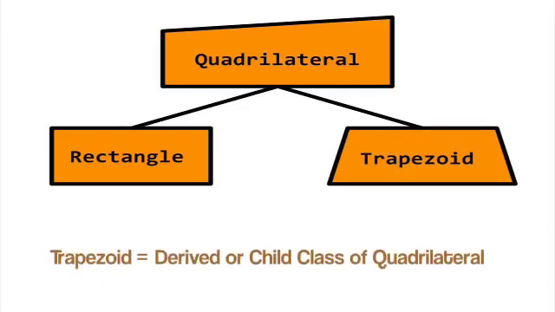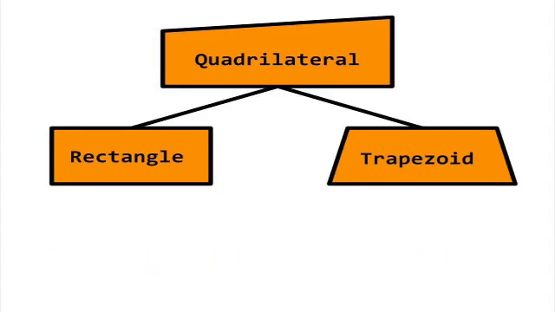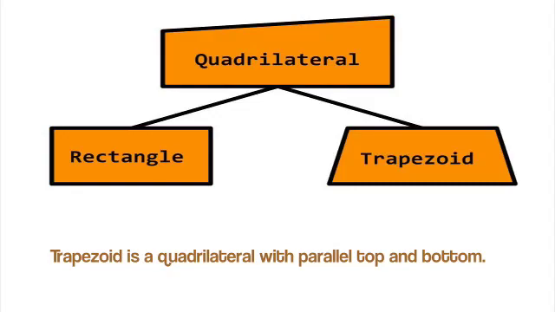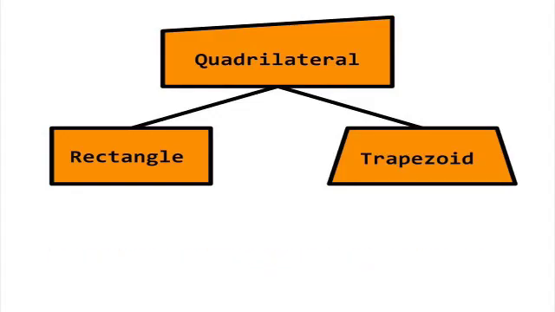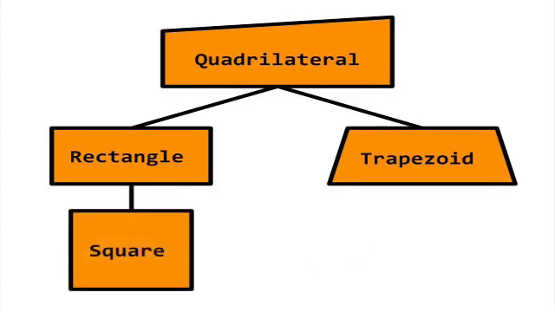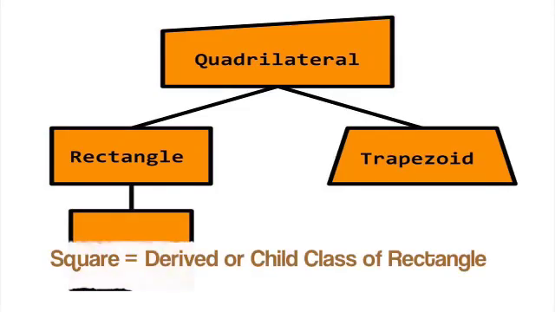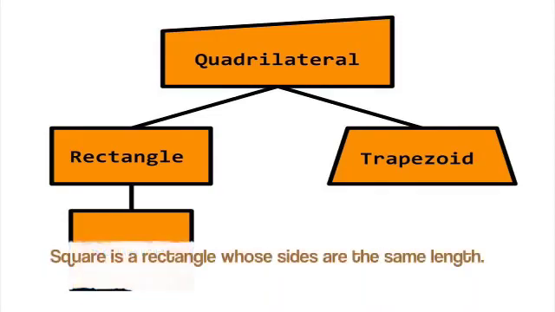Let's make another child class of quadrilateral called trapezoid. Like rectangle, trapezoid has the attributes of quadrilateral. Trapezoid inherits the traits of quadrilateral, plus the trait of having a parallel top and bottom. For fun, let's create a class called square. Square inherits all the attributes of rectangle and gains the requirement of having side lengths all be the same length.